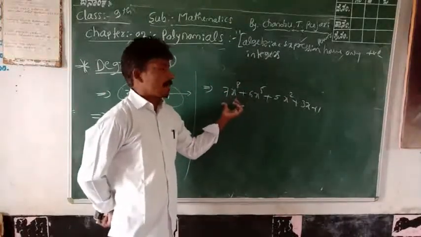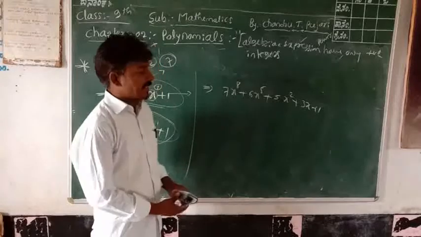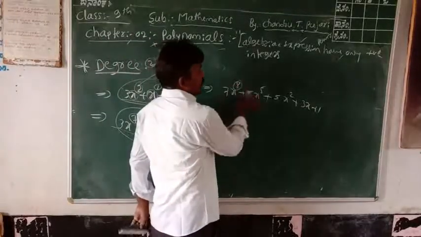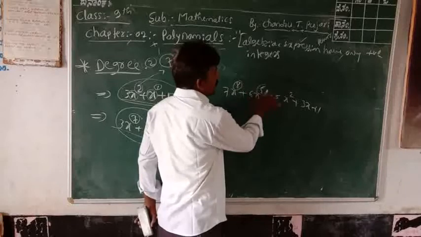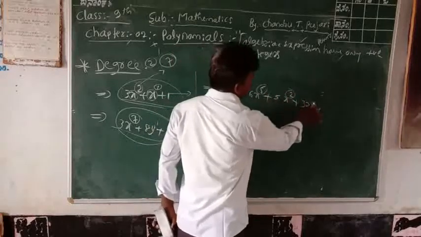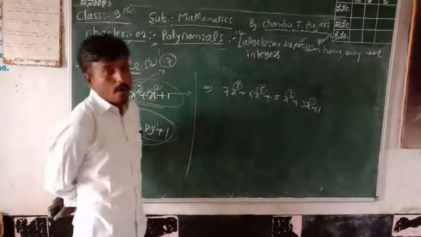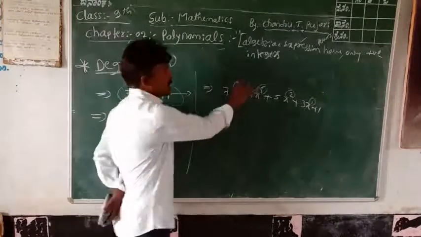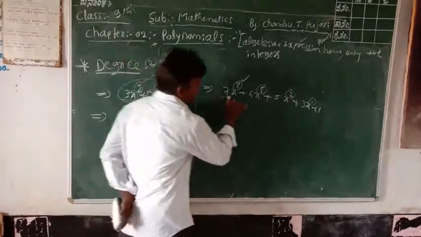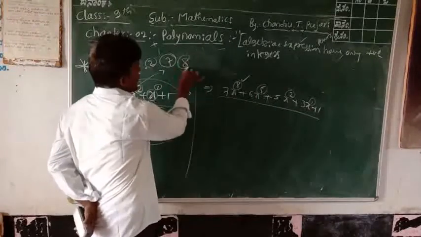In this algebraic expression, which one is the degree? 8 is the degree. Sorry, power. 5 is also a power, 2 is also a power, 1 is also a power. Among the powers, which one is more? 8 is the highest. Therefore, this algebraic expression's degree is 8.